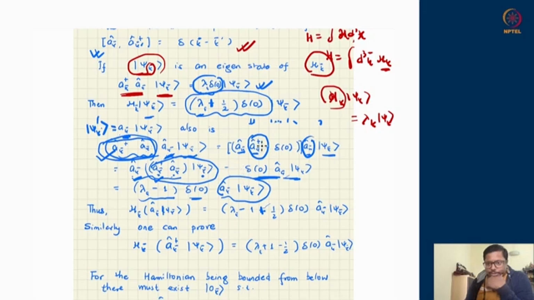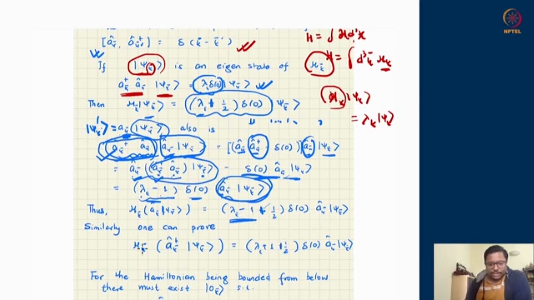We had written this somewhere, which I might have erased right now. When I operated a_k dagger a_k on a_k psi_k, I got back a_k psi_k with eigenvalue (lambda minus 1) delta_0. That means a_k has reduced the eigenvalue by 1. Only psi_k had eigenvalue lambda; a_k times psi_k has the eigenvalue reduced by 1. Therefore the Hamiltonian will also go down one step. I will get lambda minus 1 plus half this time.